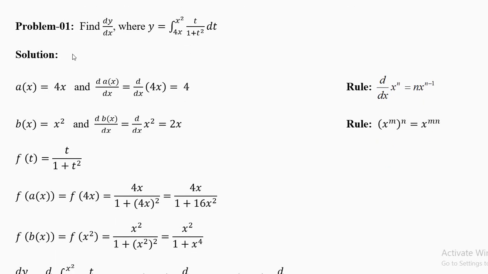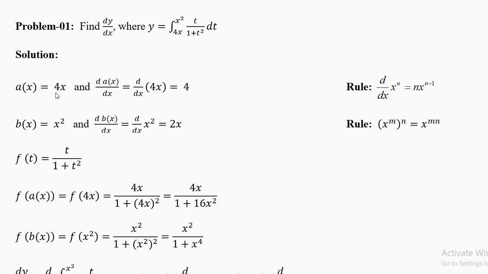Now problem number 1, find dy by dx where y equal to integral 4x to x squared t over 1 plus t square. Now we have done a similar question on substitution in the first page. Now how much is the lower limit? A equal to 4x. What's the upper limit? B equal to x square. What is the function f of t? T over 1 plus t square. So note down the three things: the lower limit, the upper limit, and the function.